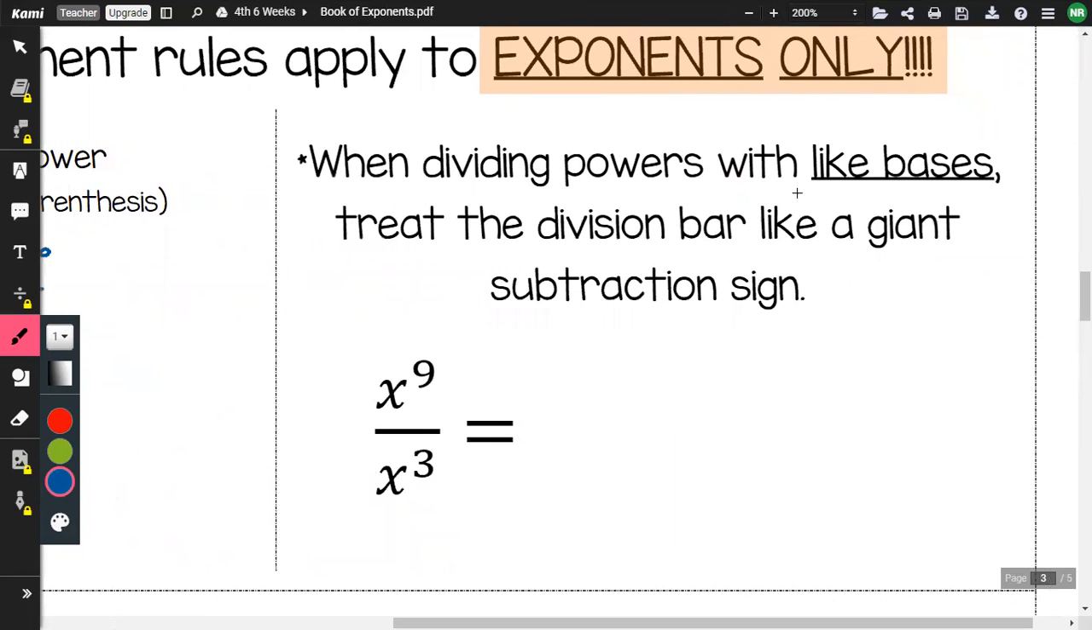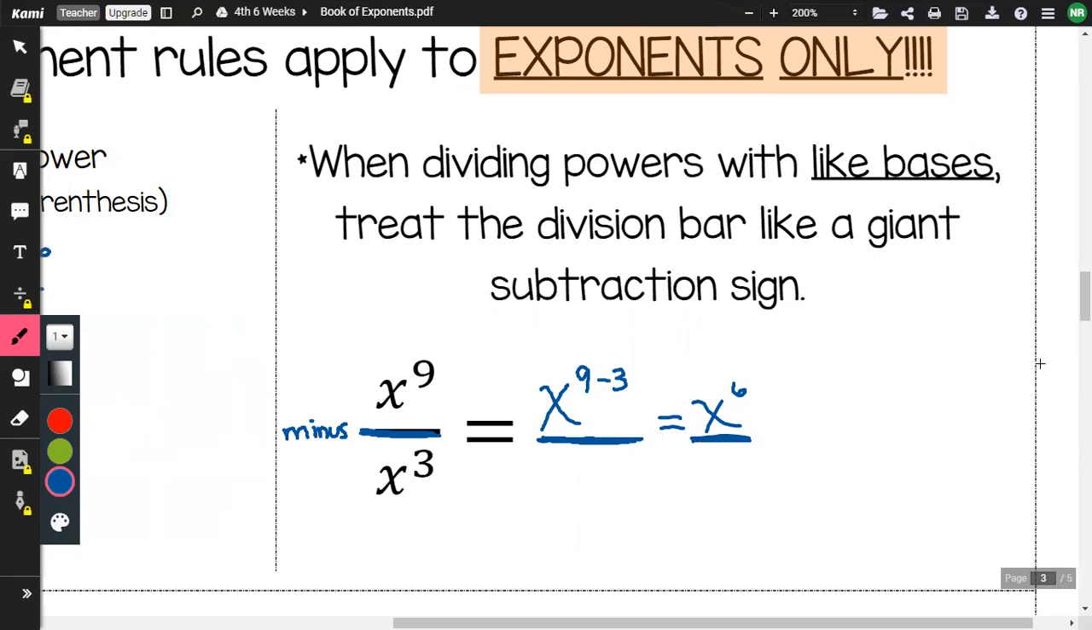All right. Division. When you are dividing powers that have the same base, you are going to treat that division bar like a giant what? Subtraction sign. So we said we use it as a minus sign. When you subtract, it combines the power and brings it to what side of the fraction? It brings everything to the top. And you always want to subtract top minus bottom. 9 minus 3. Since we wrote top minus bottom on the other page, no need to write it here. And what is 9 minus 3? 6. No longer in fraction form.